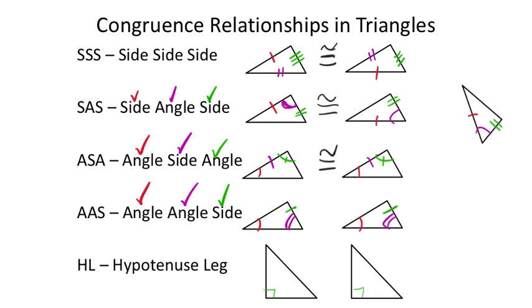Last one here at the bottom, these have to be right triangles because it says they got a hypotenuse leg relationship. So again, the 90 degree angles there in boxes indicate that we are looking, in fact, at right triangles. But again, hypotenuse leg is only for right triangles. On some parts of the homework, you'll have to say, I'm dealing with right triangles, and then say that it's a hypotenuse leg relationship, okay?